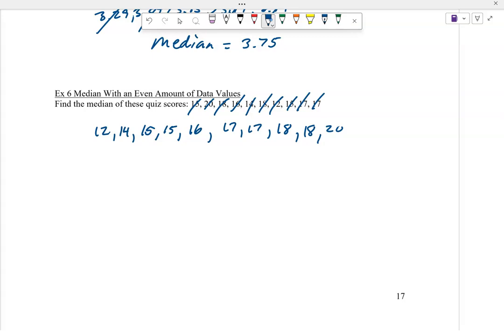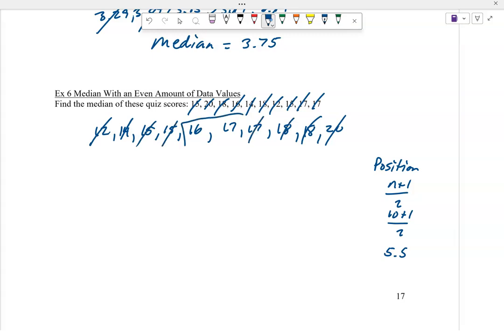So what's the position? It'll be 11 over 2, 5.5. So it's between the 5th and the 6th is where the median is. We have an even amount. So again, what I like to do is cross them out in pairs. Bottom, top, bottom, top, bottom, top, bottom, top. Okay, I got these 2 in the middle. There's no 1 in the middle. There's 2 in the middle. It's right between the 2.